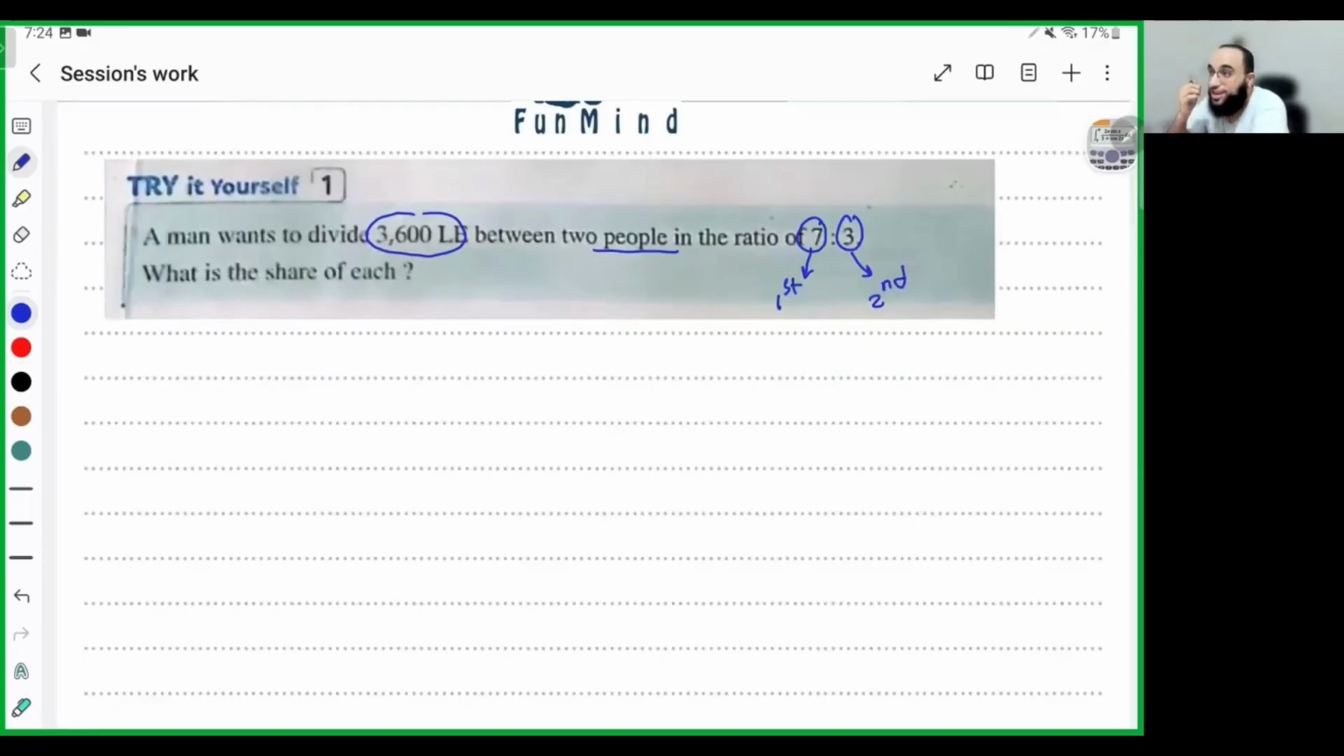I need to get the share of each one. So I write the first person to the second person to their sum. Why their sum? Because this amount is for both together. It's the sum that they have together. So I'll put the sum. What's the ratio of the first? 7. What's the ratio of the second?